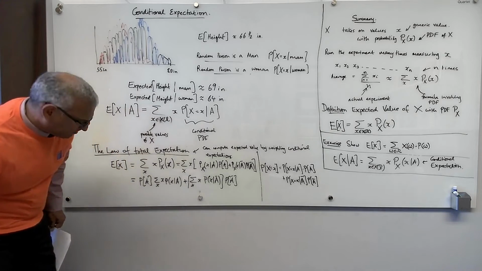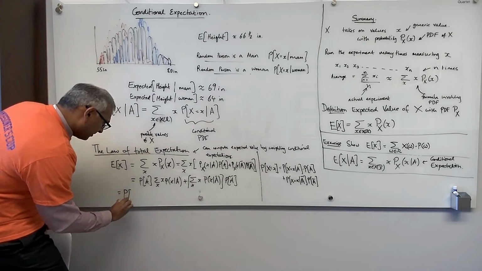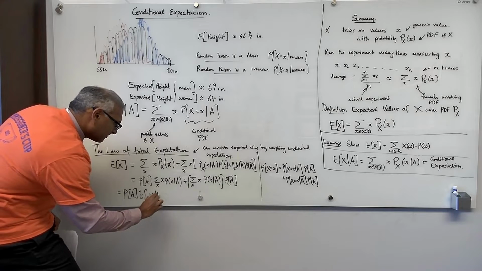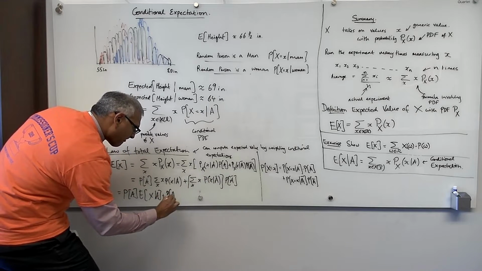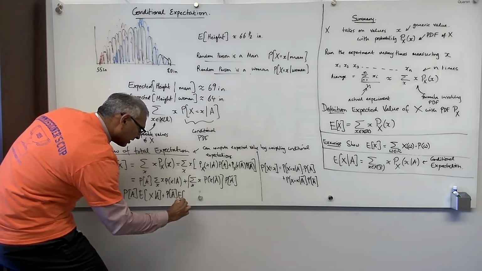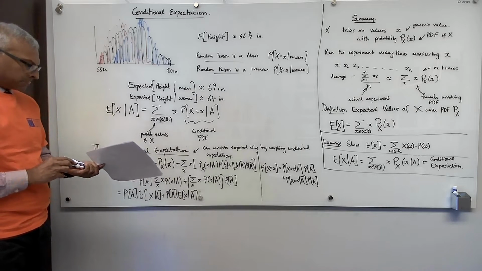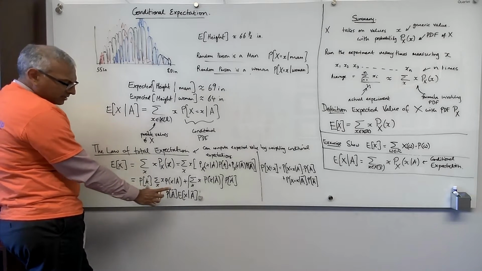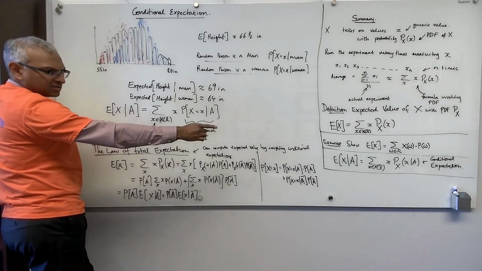I've run out of room here. So this is equal to the probability of A times the expected value of X given A, plus the probability of not A times the expected value of X given not A. Okay, let's make sure that we all agree with that. Probability of A, and this is the expected value of X given A. That's the definition.